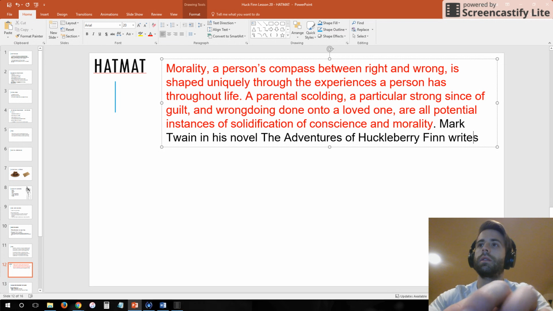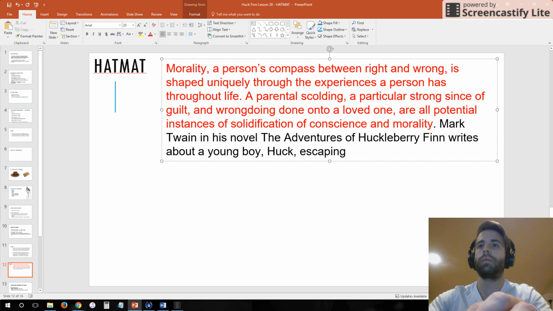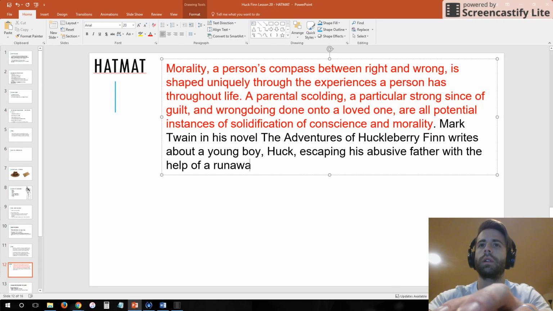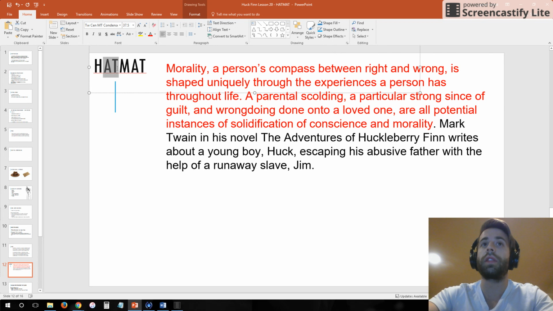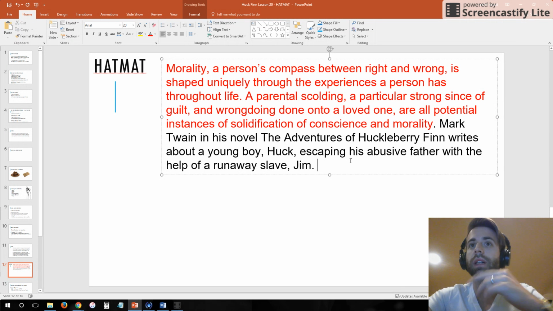Mark Twain is author, writes about a young boy, Huck, escaping his abusive father, let's say with the help of a runaway slave. That covers my author, my title, my main characters that I'm going to talk about, and a brief summary of the story, right? Huck, Jim, escape down the river. That's pretty much it. And now I'm going to drop in my thesis.